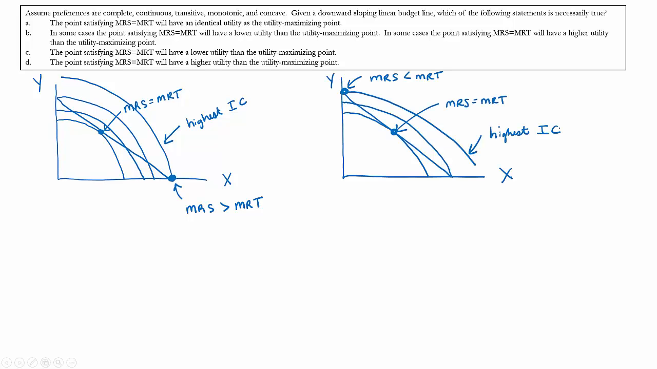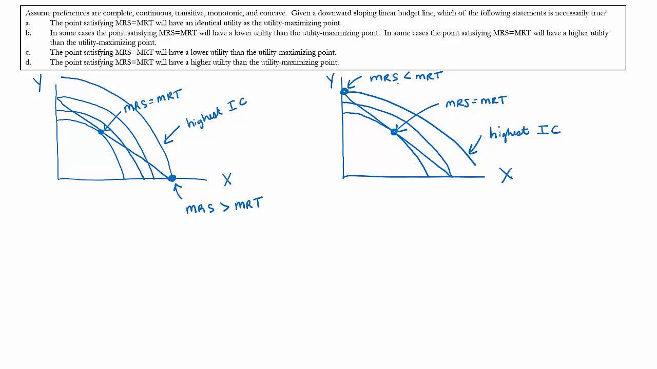Let me show you another graph. Here we see that once again, the point of tangency where the MRS equals the MRT is not on the highest indifference curve. And again, we see that the utility maximizing bundle is a corner solution. But unlike the first graph, now my corner is only choosing a bundle with good Y. At this point, the indifference curve is flatter than the budget line, which makes the MRS less than the MRT.